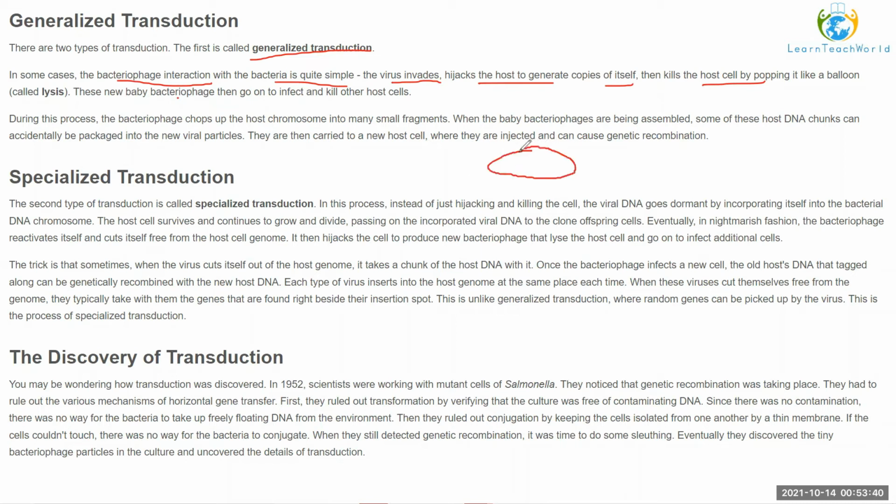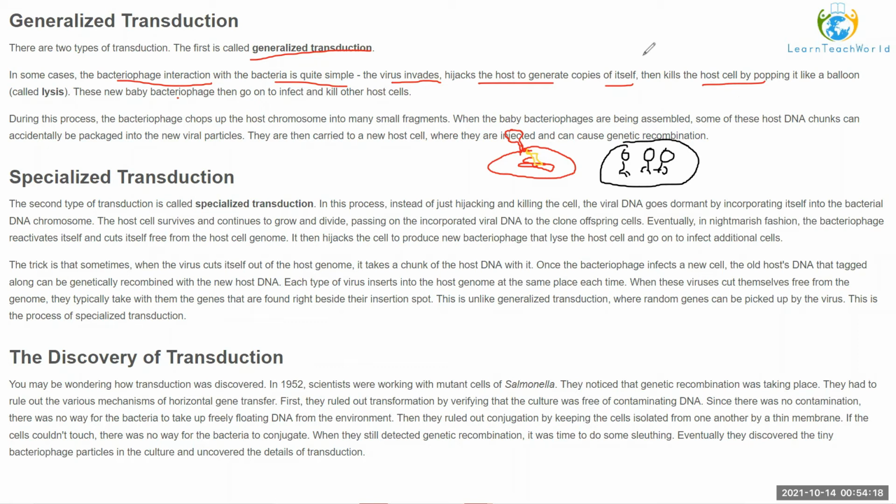I have my bacterial cell with its nucleus. Then I have my bacteriophage that is invading it, and it is going to inject its DNA, and there will be incorporation of this DNA. Next I have many copies of these bacteriophages building in it, and these will pop out and kill the bacterial cell.